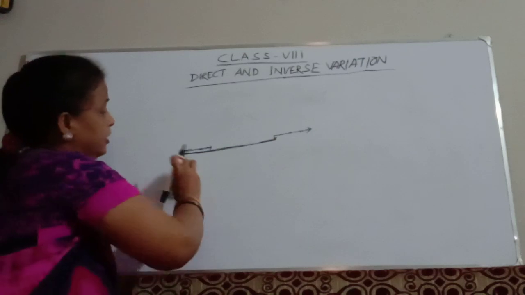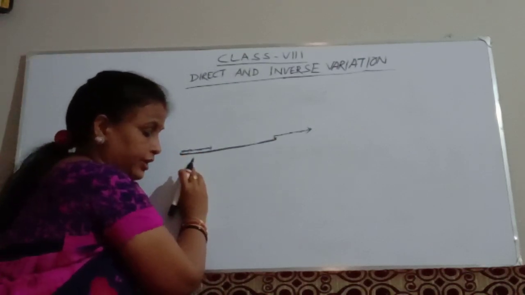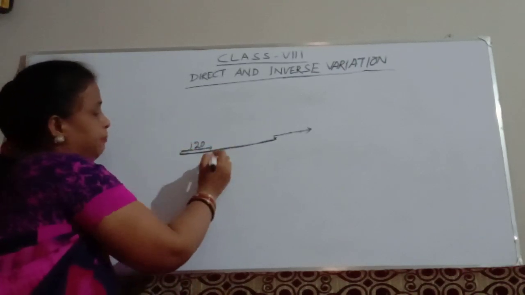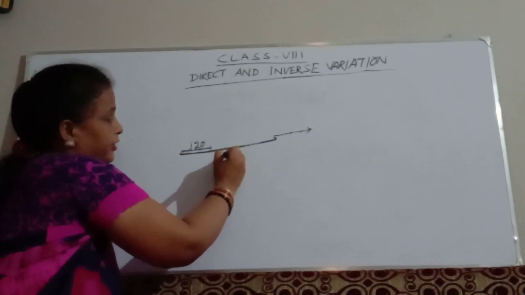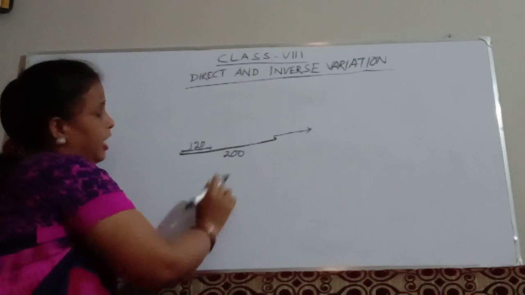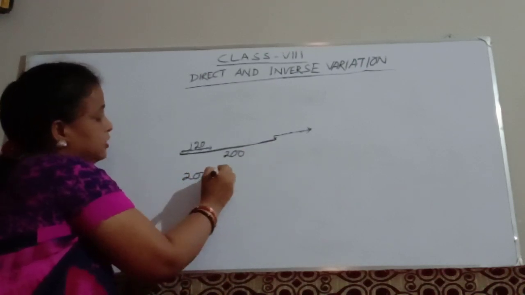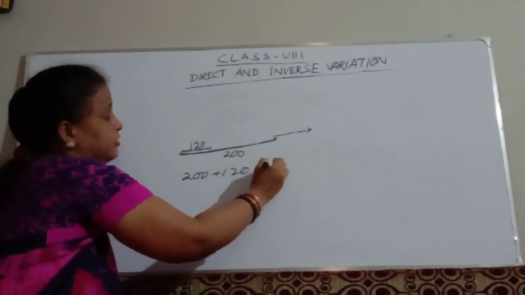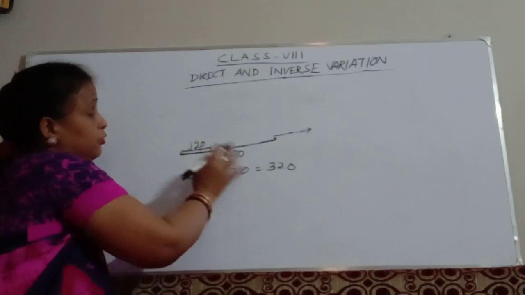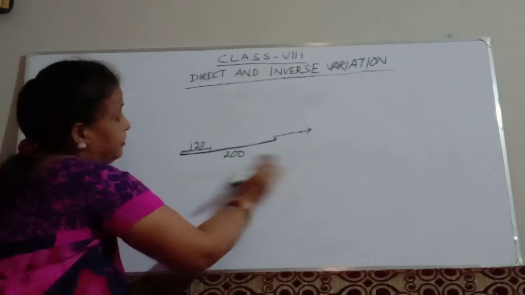Here you can see, suppose the length of the train is 120 and the bridge length is 200. So how much distance will it cover? It covers 200 plus 120, that is 320. This is a small example explaining how you calculate how much distance can be covered. I will take one example.